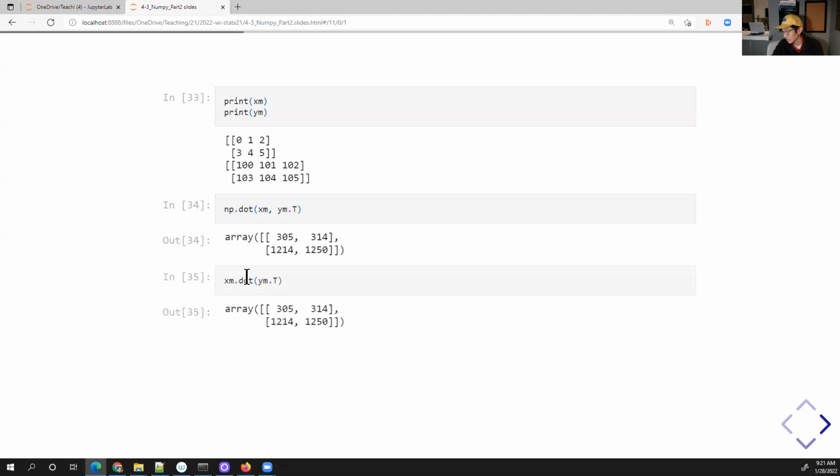With the dot product, you can do xm dot dot, and multiply it by ym transpose. Again, the .T, the transpose, is just an attribute of the ym matrix. So we can do xm.dot(ym.T), and you can also just use the matrix multiply operator, the @ sign: xm @ ym.T. All of these things will yield the same results.